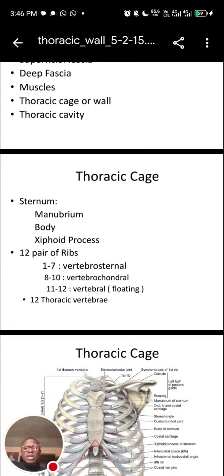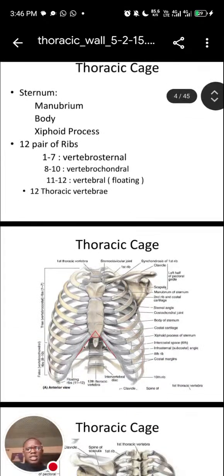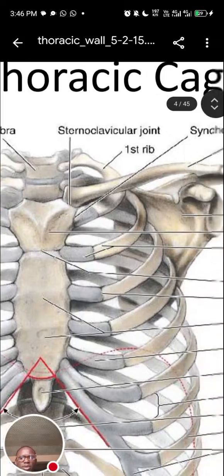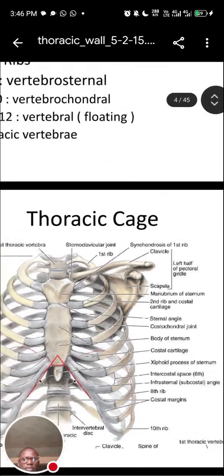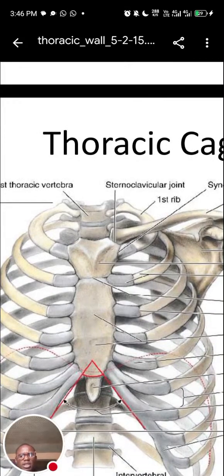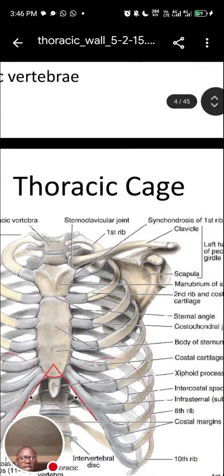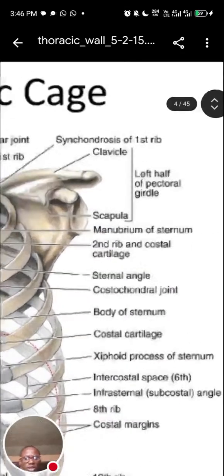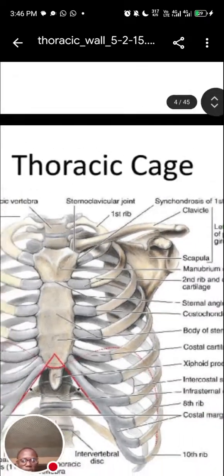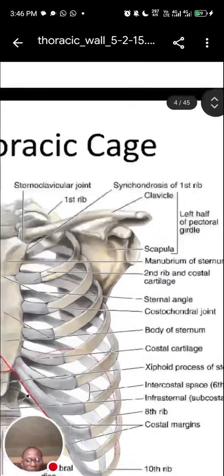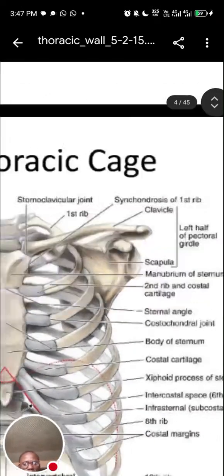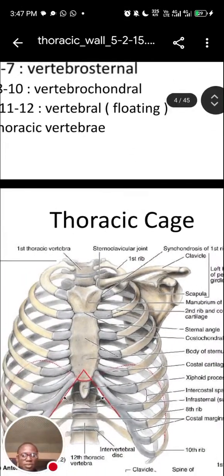But now, what we are looking at, S is for sternum. Look at this bone. It's called the sternum. Where this thing is, the xiphoid process is. You can see the xiphoid process of the sternum.